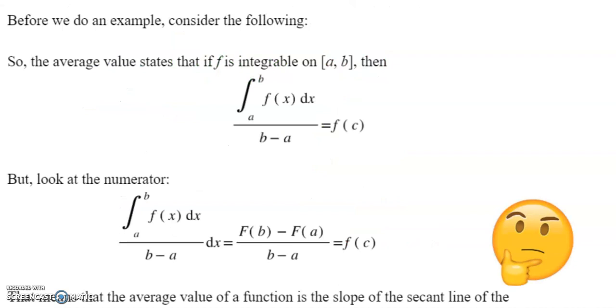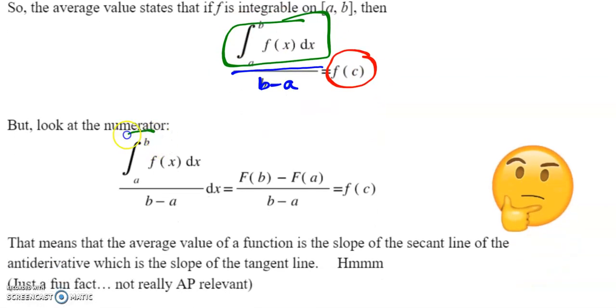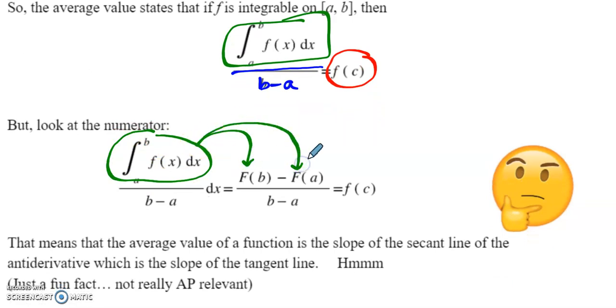So before we do an example, consider the following. The average value states that if f is integrable, then this statement is true. All we did was move the b minus a underneath, okay? And this was our part in green, equals that magic height. Well, we know, though, to do this part in green, we would take the antiderivative and plug in b minus the antiderivative and plug in a because of the fundamental theorem of calculus. Okay, well, looking at this looks awfully familiar. This to me looks like the slope, more specifically the average slope of capital F.